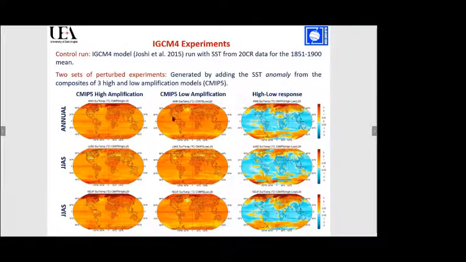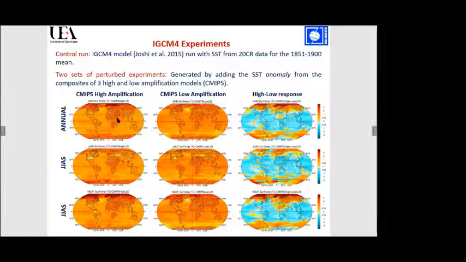One is for the high amplification surface temperature anomaly, another is for the low amplification surface temperature anomaly. For the time being, in this presentation, I am showing only the atmospheric model experiment with the CMIP6 Arctic amplification composite. We can see the simulated surface temperature anomaly for the annual, summer and winter seasons. In the annual mean in the top left panel, for all the simulations, we can see significant warming with respect to the Arctic amplification.